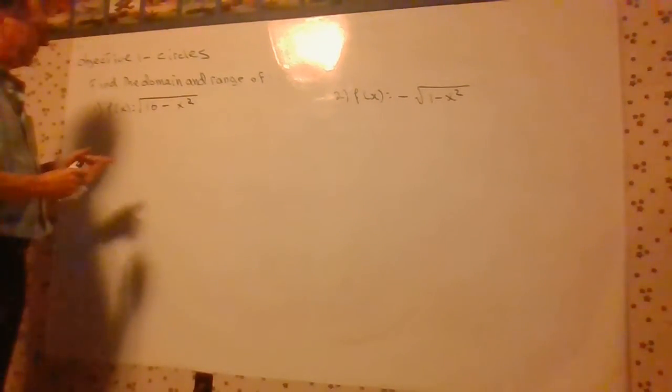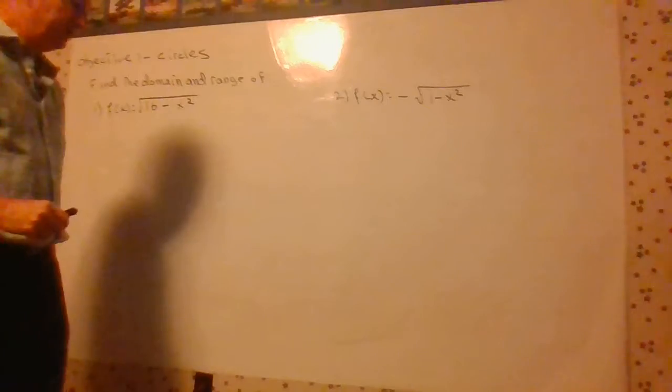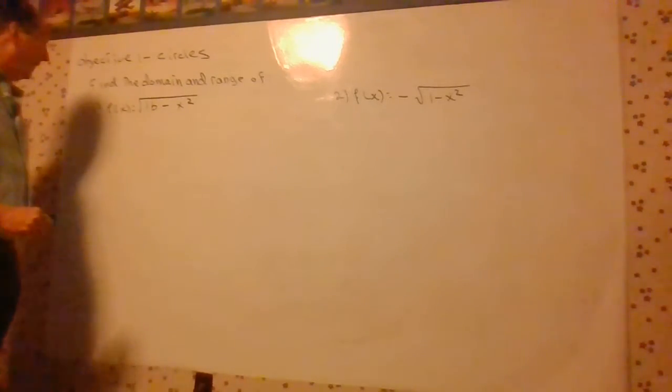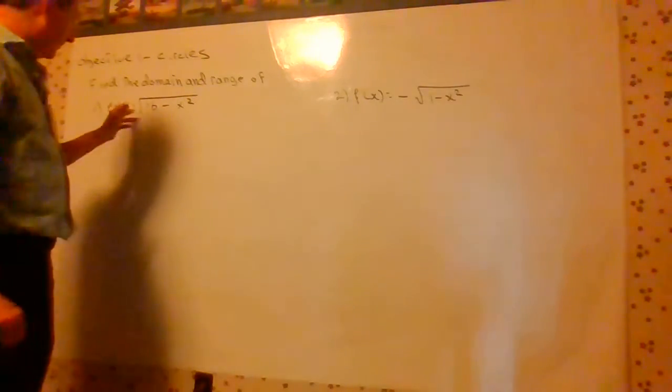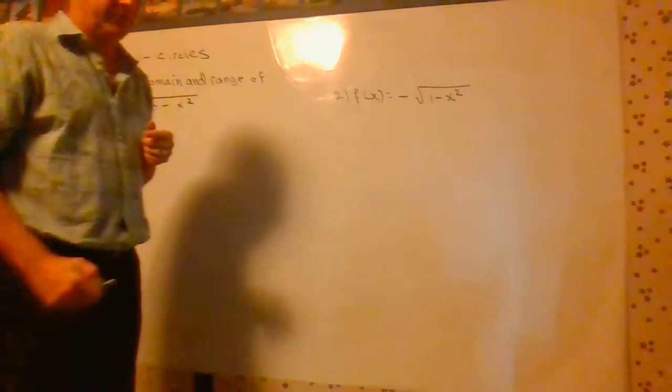Objective 1, circles, part 1. We'll have 2 videos on this section. The first problem we're going to look at is: find the domain and range of f of x equals the square root of 16 minus x squared.